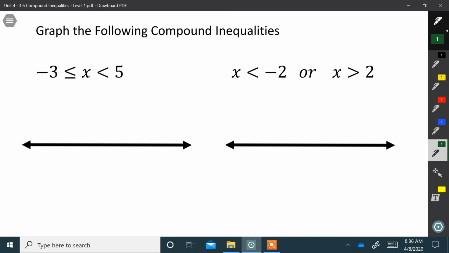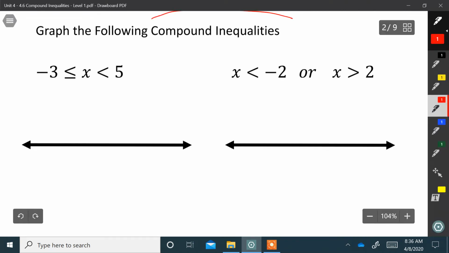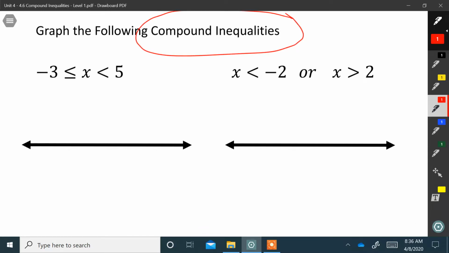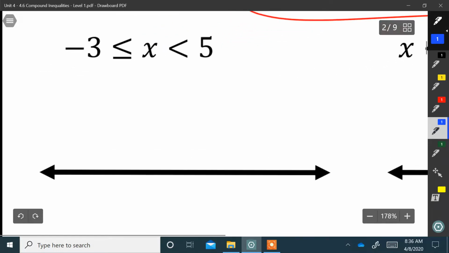Alright guys, so today we're going to be working on compound inequalities, and this is how we write it. Así es como lo escribimos. Inigualdades compuestas. What it means is actually pretty simple, and this is how we do them.